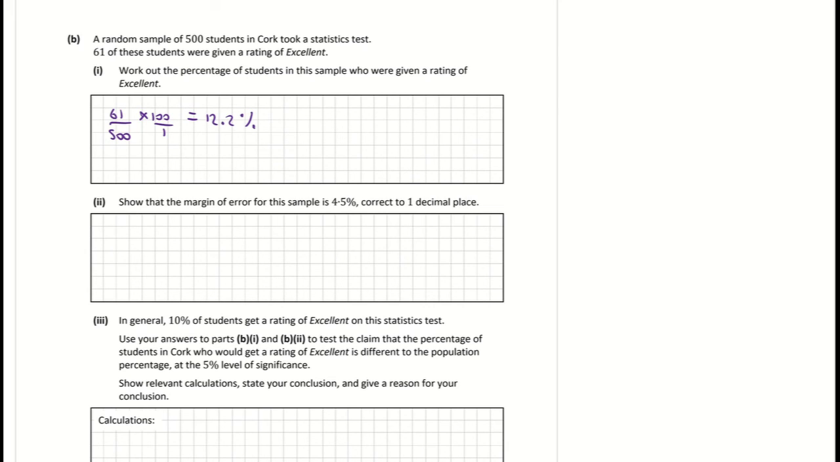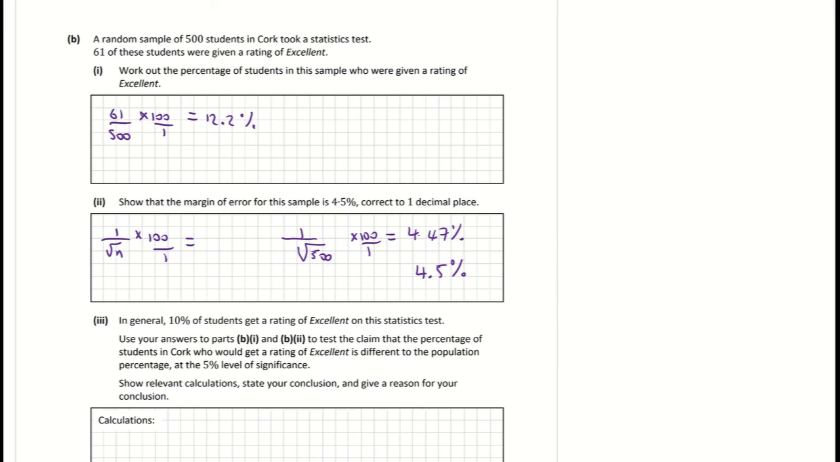B part 2, show that the margin of error for this sample is 4.5%, correct to 1 decimal place. The margin of error formula is 1 over the square root of n, and it wants it as a percentage, so I'm multiplying it by 100 over 1. n stands for the number of people. I have a sample of 500 people, so that's 1 over the square root of 500 times 100 over 1. That's coming out at 4.47%. Rounded to the nearest 1 decimal place is 4.5% for my margin of error.